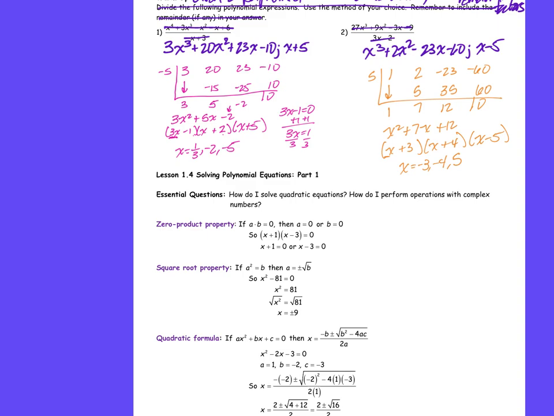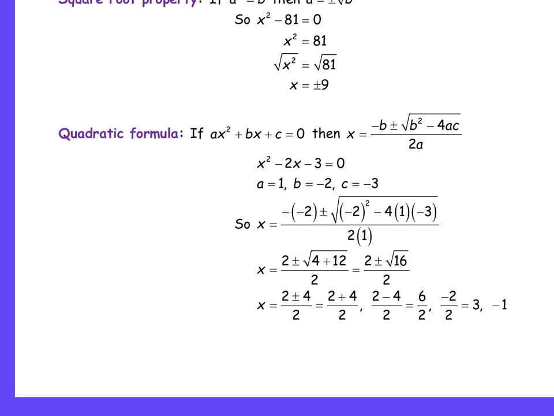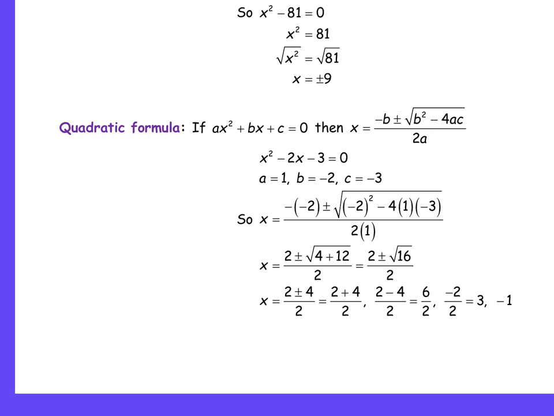Oh, here. Do you need me to go smaller? Okay. And of course, there's the quadratic formula, which has to be in the form ax squared plus bx plus c. So everything has to be on the same side of the equal sign before you do the quadratic formula. And then it's x equals negative b plus or minus square root of b squared minus 4ac all over 2a.